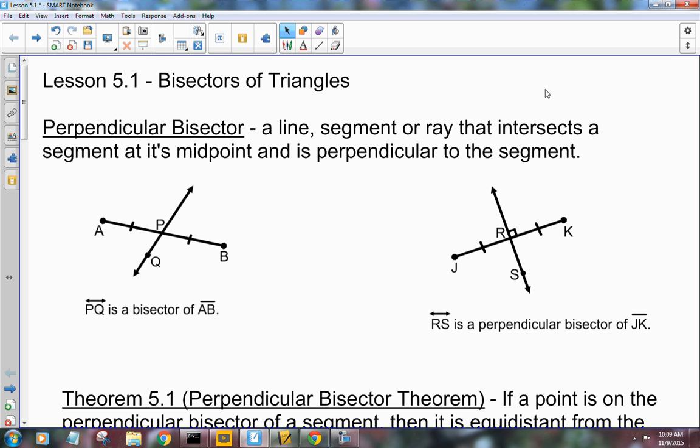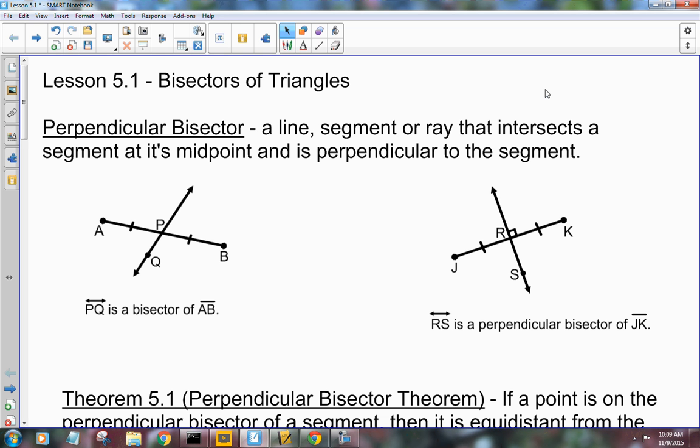So, today we're talking about the bisectors of triangles, and the first one is called the perpendicular bisector. And you know what the word perpendicular means, and you know what the word bisector means. And so we're going to put the two together. Okay? A perpendicular bisector is a line, a segment, or a ray that intersects a segment at its midpoint and is perpendicular to the segment. Okay? So it's perpendicular and it bisects.